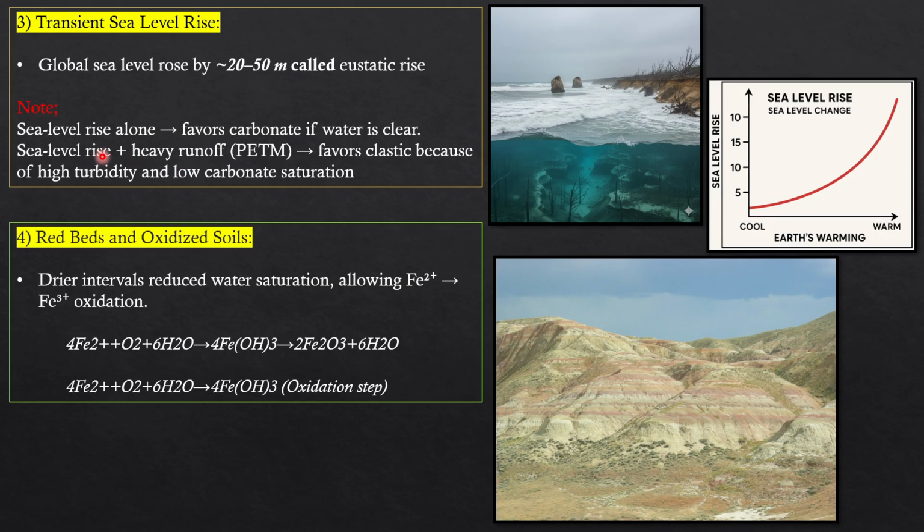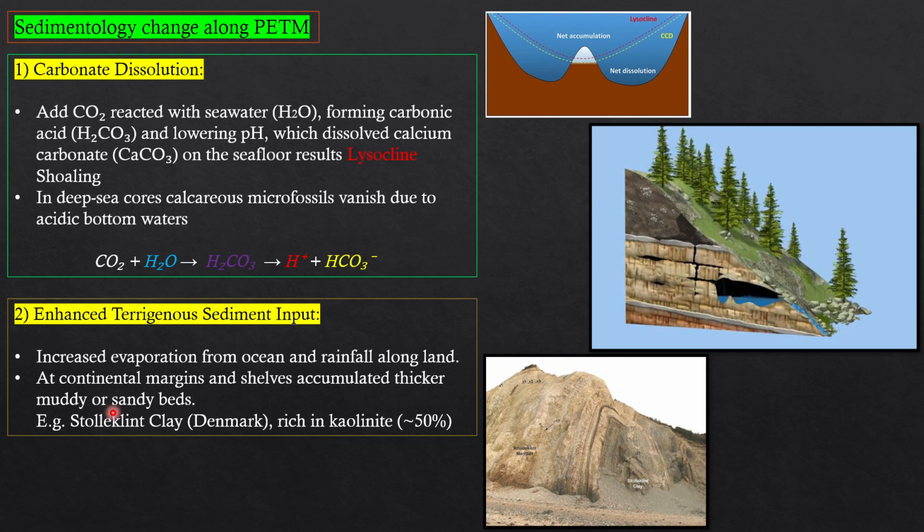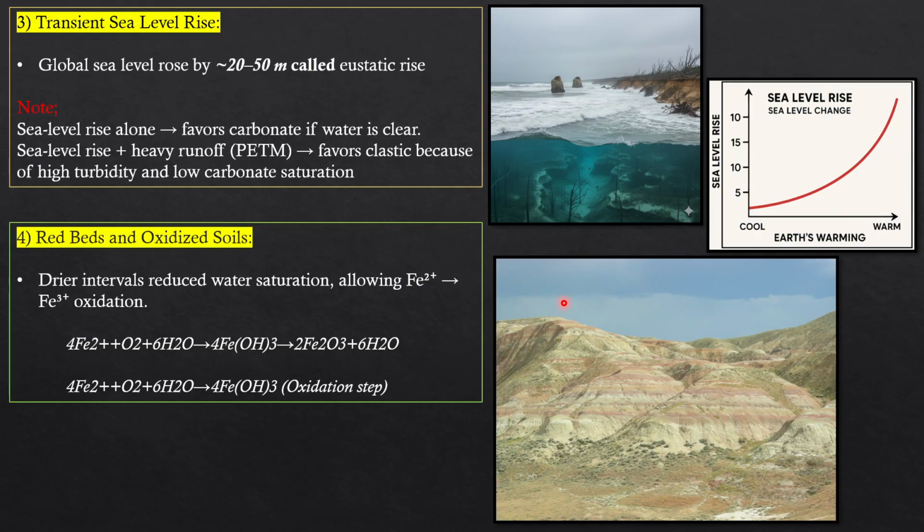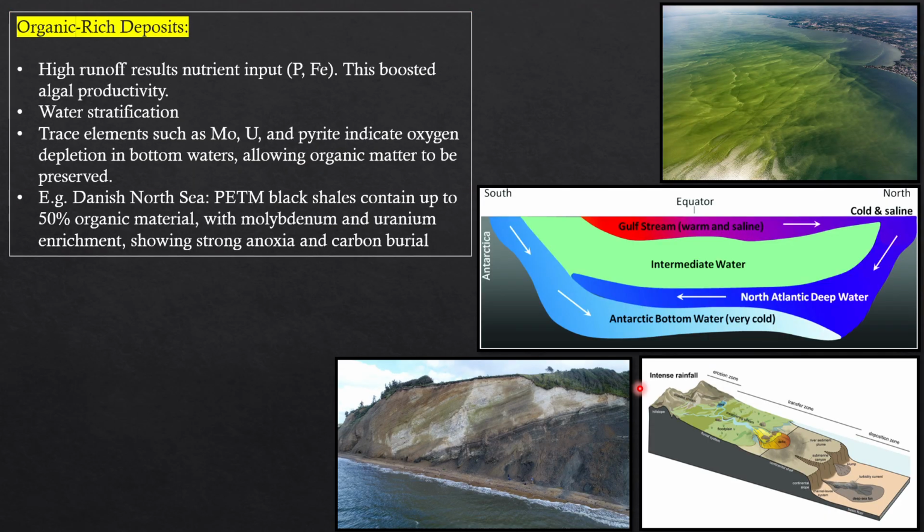But when sea level rises alone, carbonate will be deposited. Red beds and oxidized soil, as I discussed earlier: these heterogeneous sediments come in and kaolinite forms, meaning chemical weathering is too much, so red beds are forming, and this is an example of an outcrop. And this is the chemical formula. If iron is already present, it reacts with oxygen and water to form iron oxide, so the red bed forms.